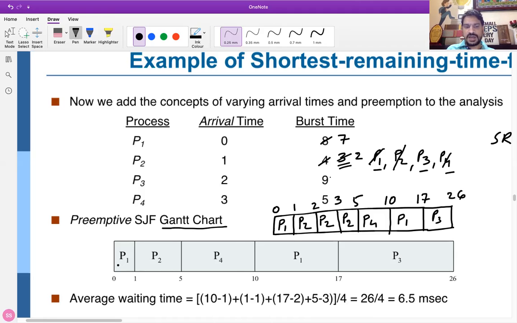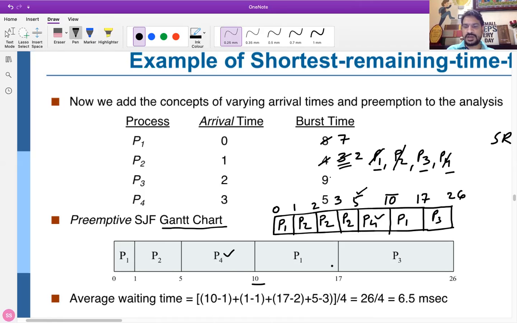So you see, P1 will be executing from 0 to 1. At 1, because we have 2 processes available, it will compare them. And because P2 has the least one, it will put P2. It will execute up to 5. After that, P4 has joined. It will execute up to 10.